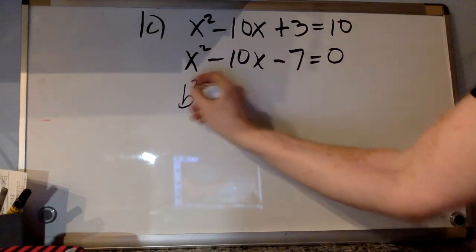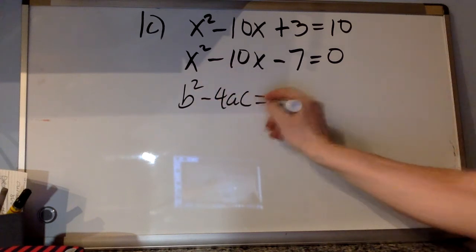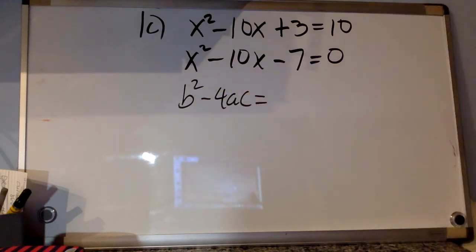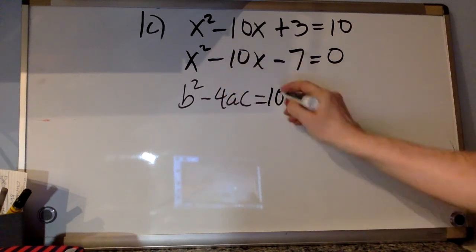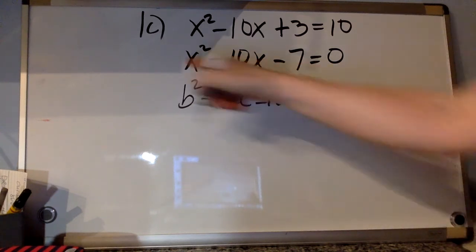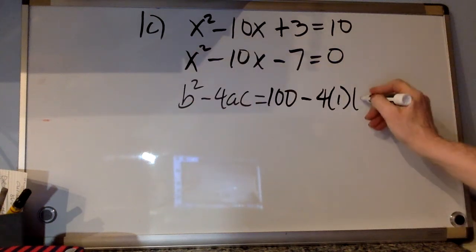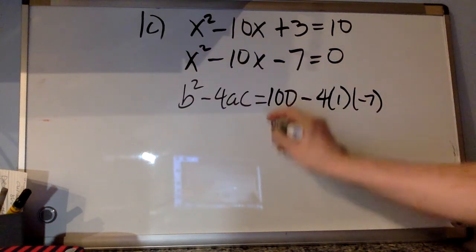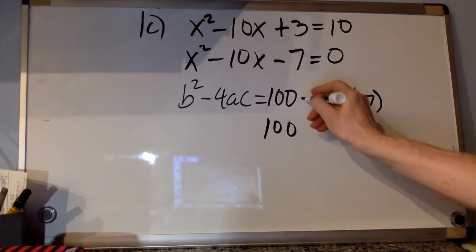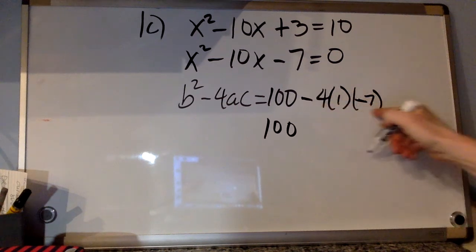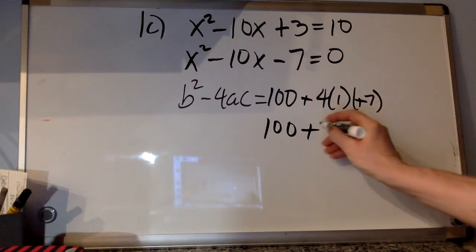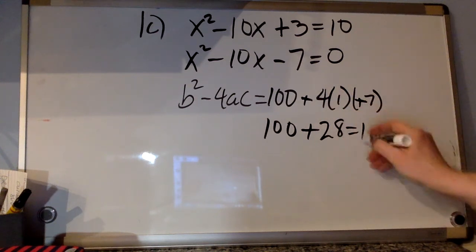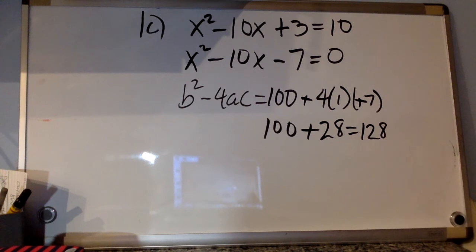So B squared minus 4AC is, you don't have to write it down in your notes because we're not going to use this method, but I just want to show you that that would be B squared, which is negative 10 squared, which is 100, minus 4 times A, which is 1, times C, which is negative 7. And that's going to be 100 minus negative 28, so that's plus 28. I know this negative cancels out this one. So I'm going to have plus 28, which is 128, which is not a perfect square. So I definitely cannot factor this to solve it.